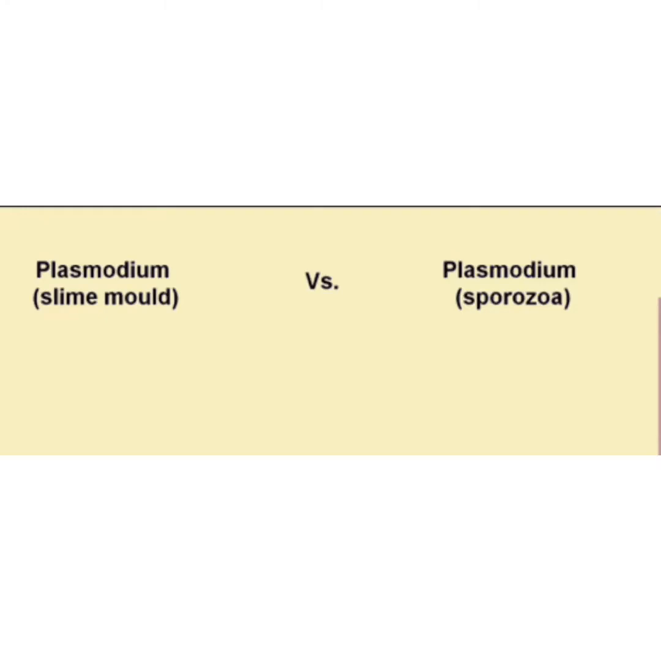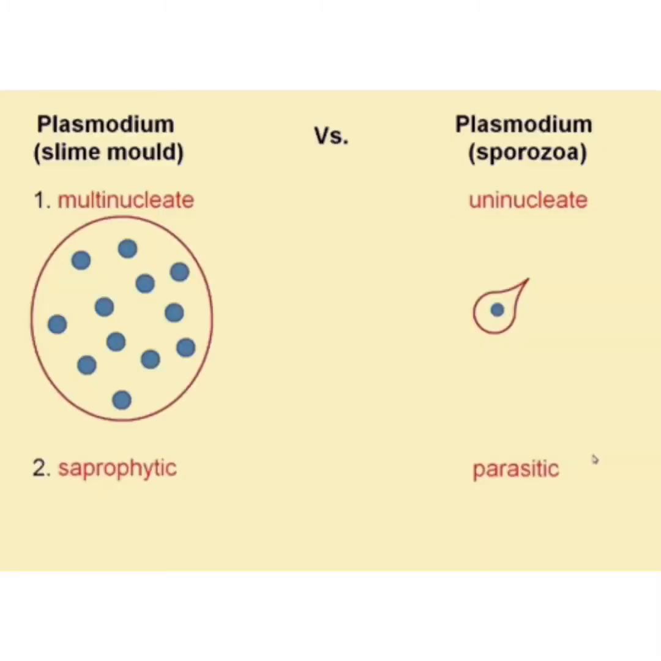Now we have come across the term Plasmodium twice in this lecture: once at the time of studying slime molds and second at the time of studying sporozoa. Let's find out what the difference between these two is. The plasmodium of the slime molds is a multinucleated vegetative structure, whereas the plasmodium of sporozoa is uninucleated. Moreover, the plasmodium of slime molds is saprophytic in nutrition, whereas the plasmodium of sporozoa is parasitic. They live inside the host body and cause diseases.